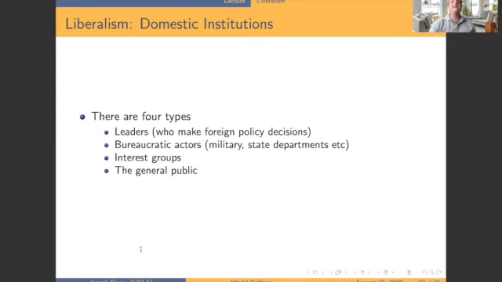So one way that leaders may influence foreign policy is through their own, again, self-interest. So there's a concept known as the rally around the flag effect. And this is the observation that leaders who undergo a national crisis, typically a foreign crisis, will see an increase in their approval rating.